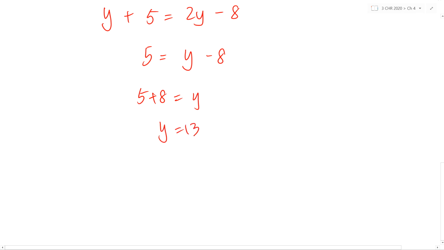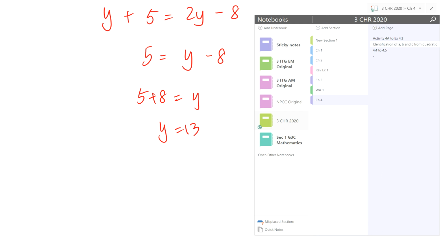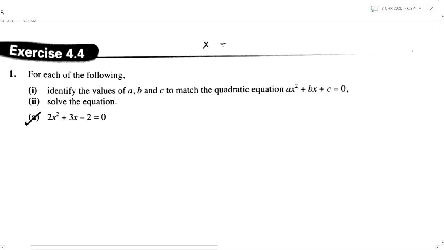Why do we need to know the A, B, and C values? Because we are going to be dealing with this type of question. How are we going to solve this? I want to find a value of x such that when I substitute it inside here and here, the right hand side is equal to 0.